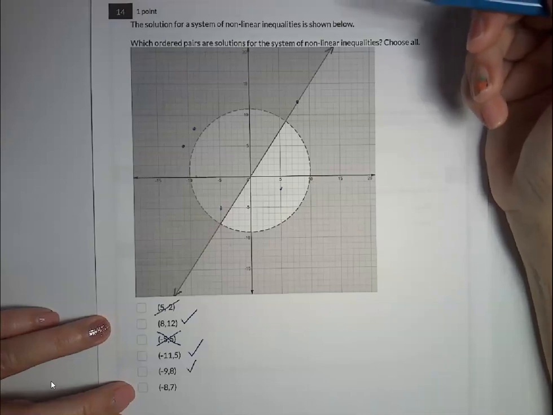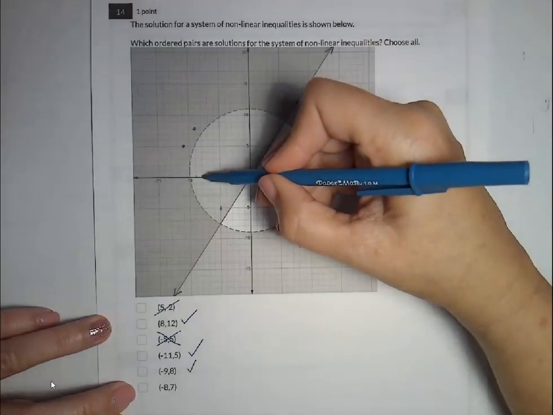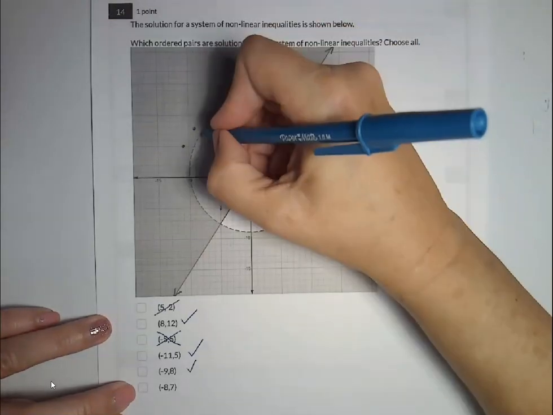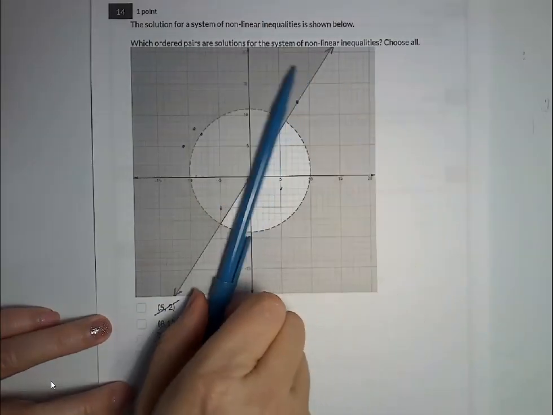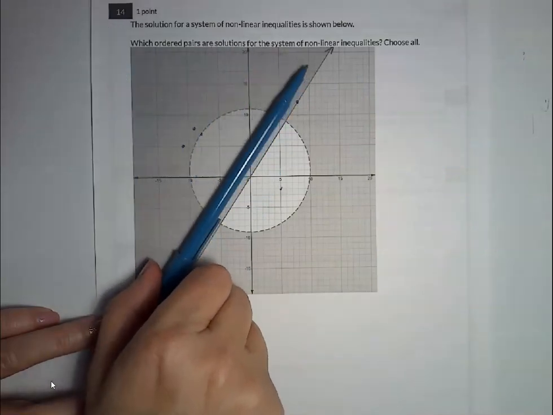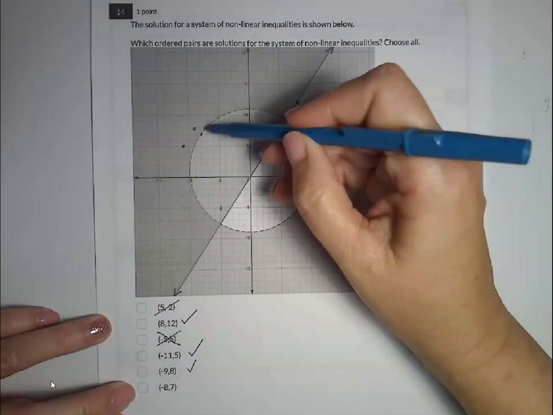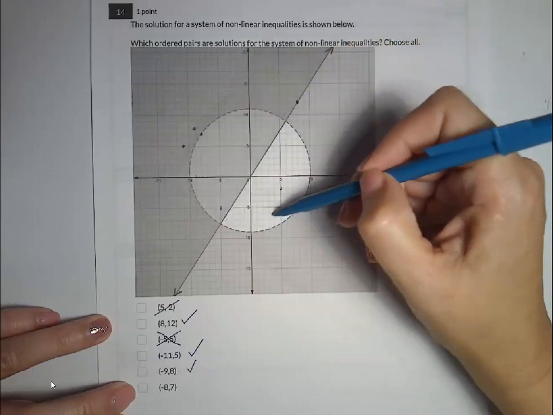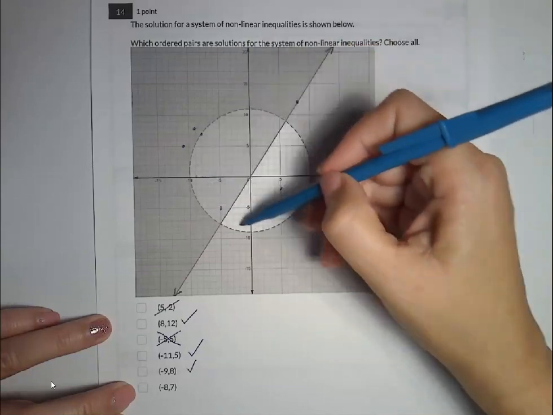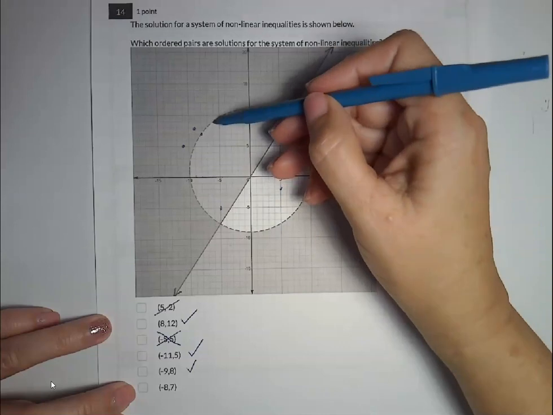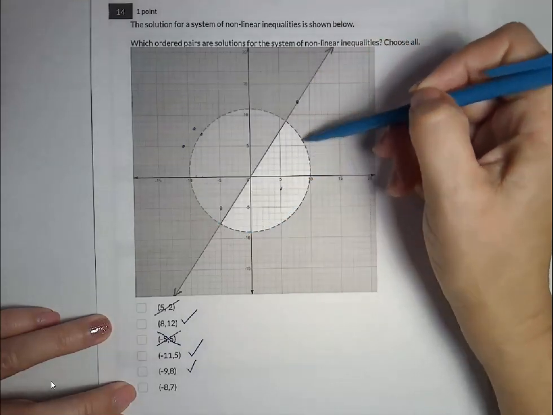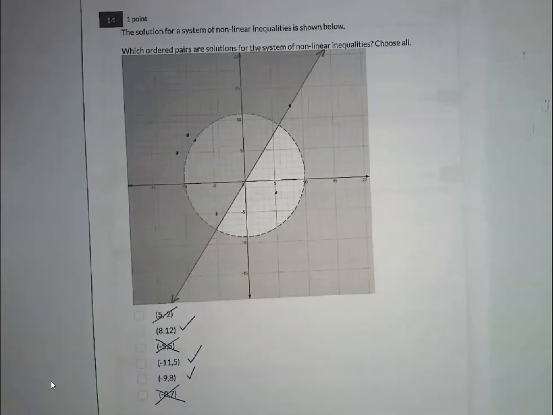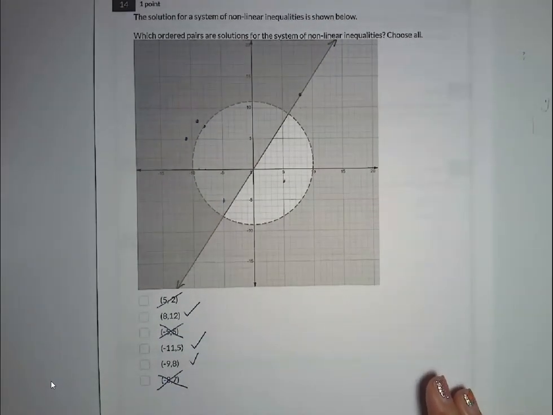Negative 8, 7. Negative 8, and then 7. Now that one falls right here. That's a tricky one. Look closely at that one. It certainly is in the solution area for the linear inequality, but for the circle, it falls on the dashed line. The dashed line means the circle inequality does not include the edge, the border of the circle. So that is not a solution. To be a solution for the system, it has to be a solution for both inequalities.